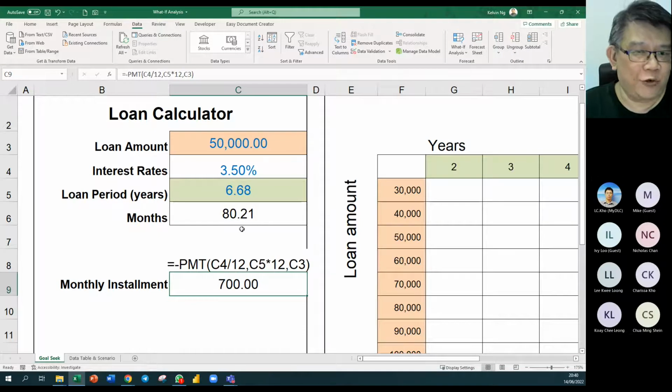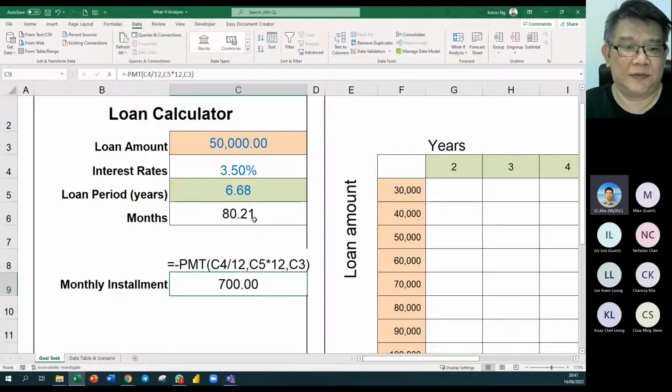Now there will be no 0.2 months. It's either you pay 80 months or 81 months. If it's 80 months, your last payment will be a lot more. If you say 81 months, your last payment is less. Usually the bank will go to 81. Why? Because they can charge you another 0.2 month interest. So the bank will normally do that. They will go as long as possible so that you pay more.